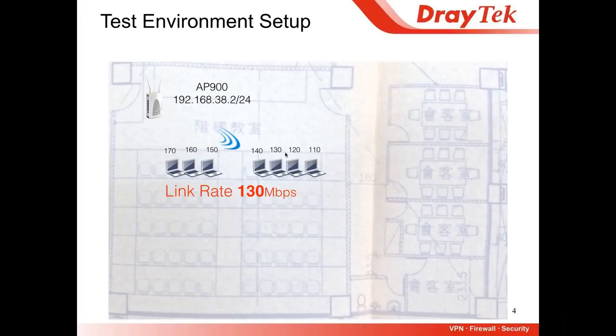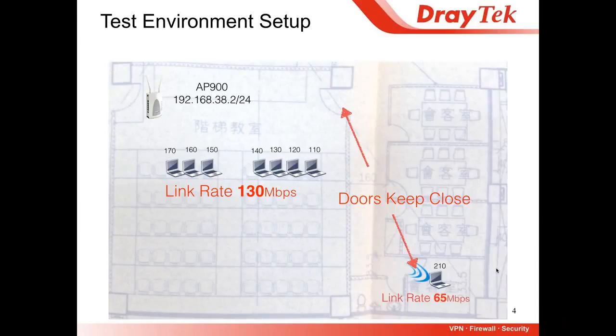At the same time, there is another laptop at the corner. The IP address is 210. You can see on the blueprint there are 2 doors in between these 2 spaces. So I keep these doors closed, and in order to receive the Wi-Fi signal, those Wi-Fi signal has to travel through the 2 closed doors. In this case, the link rate of this laptop is only 65 megabit per second.